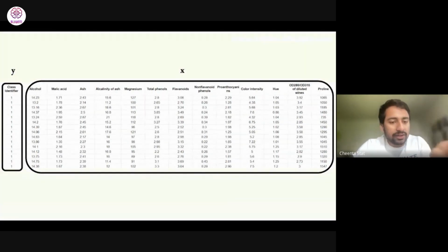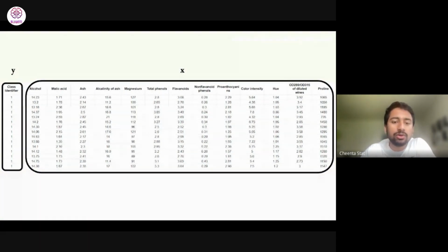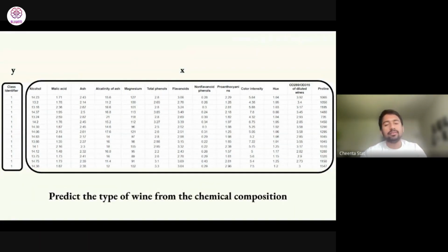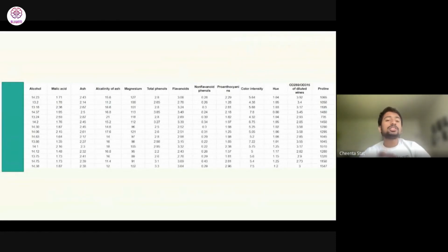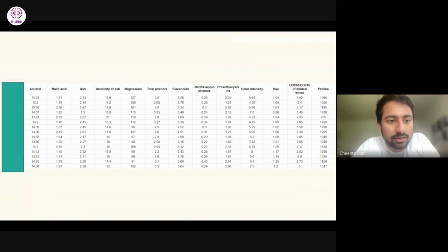So the goal is to find out, if I give you a new alcohol, new malic acid, new ash, and all these things, what will be the wine type? That's the question. Your goal is to predict the wine type from the chemical composition. This is supervised learning. Now, for unsupervised learning, you will just remove the wine type. It will become an unsupervised problem.